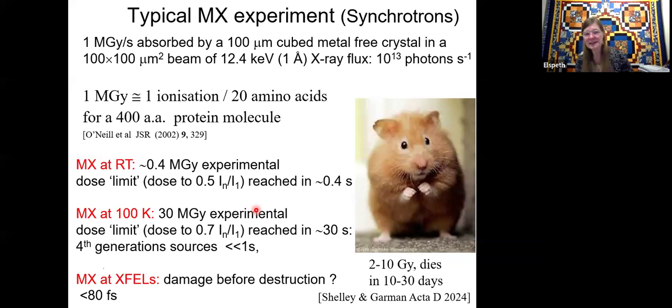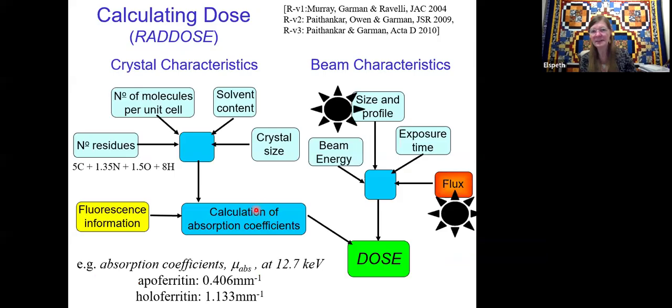At free electron lasers, you get damage before destruction. They always say diffraction before destruction, but in fact what has been shown now is that if you have a pulse length which is longer than about 20 femtoseconds, you can actually see specific damage to the structure. So you've got less than 80 femtoseconds to reach the limit.